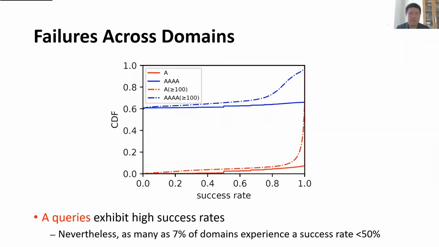We first compute the distribution of failures across domains. Due to their prominence, we focus on A and AAAA queries. This figure presents the CDFs of the success rates across domains encountered within our dataset.